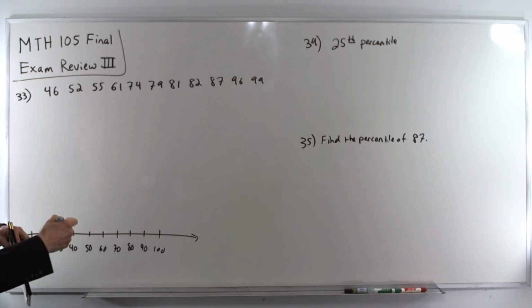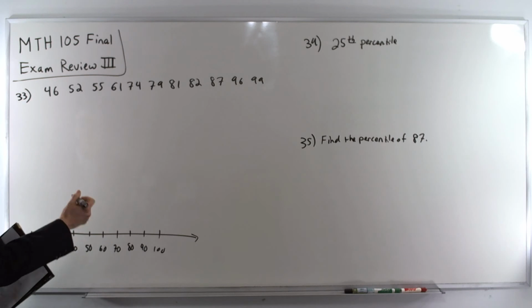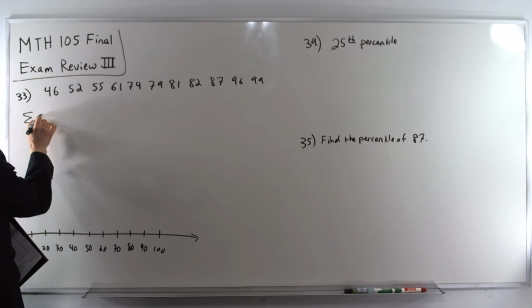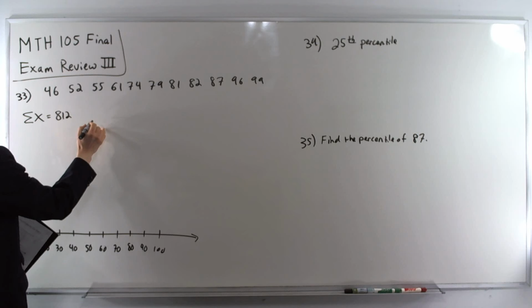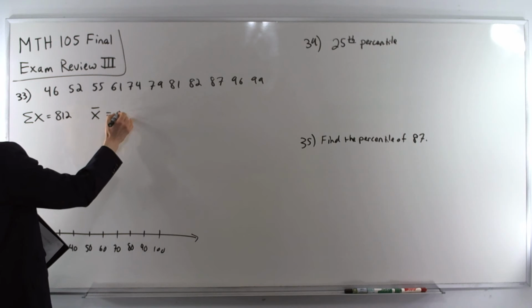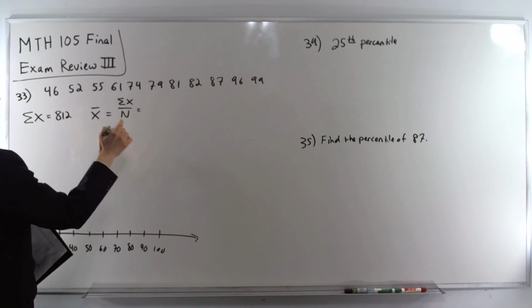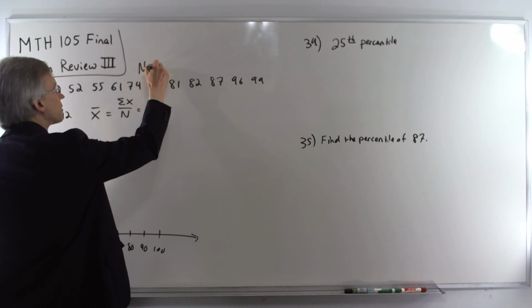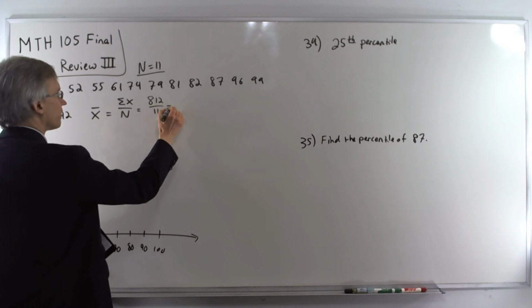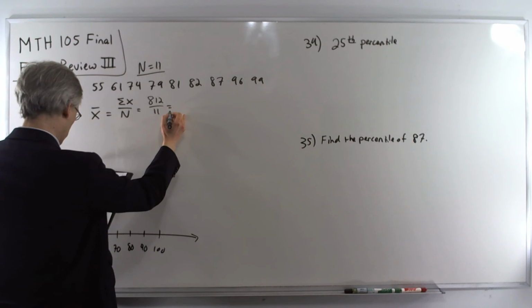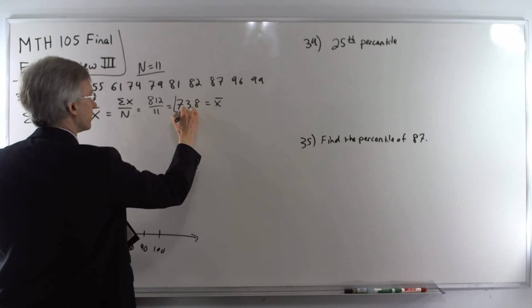All right, here's our data set. Let's find the mean first. So we need sigma x, the sum of all the data. Add all those up, we get 812. And then for the mean, x bar, sigma x over the number of data values. Here we got 11 data values, so n equals 11. So that gives us 812 divided by 11, or 73.8 is the mean.